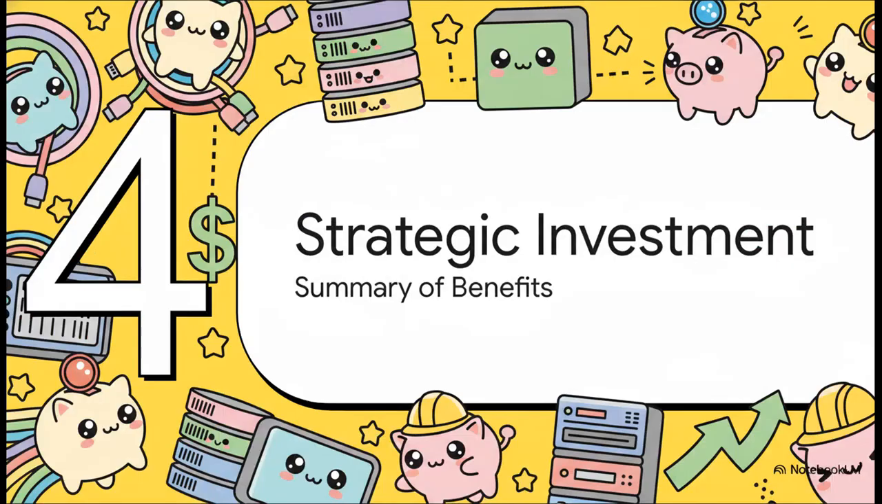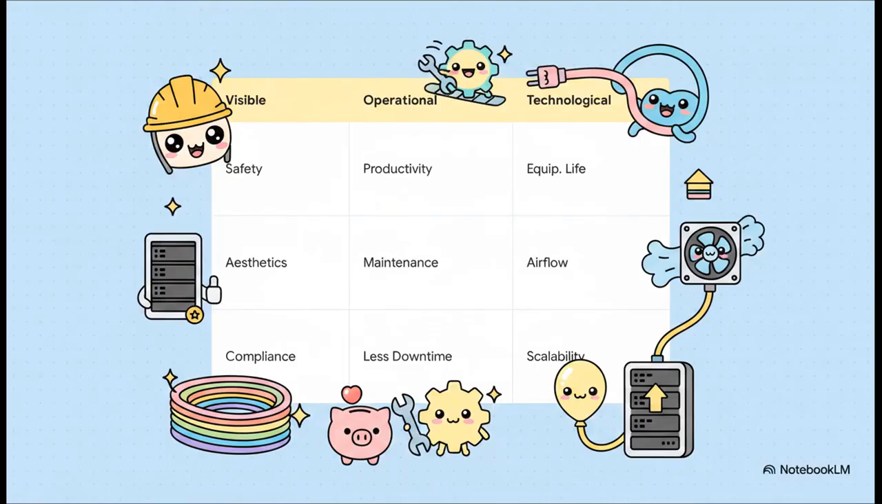a new network switch. Which brings us to our final takeaway in Section 4, viewing this as a strategic network investment. If we summarize the insights from the source text, the value proposition falls pretty neatly into our 3 distinct buckets. Under the visible, we secure improved safety, aesthetic professional appeal, and vital industry compliance. Moving to the operational, we gain enhanced productivity, infinitely easier maintenance, and crucially, reduced downtime costs. And finally, under the technological, we ensure extended equipment life, improved airflow, and that all-important future-proof scalability. When you lay it all out together like this, the value proposition is just undeniable.